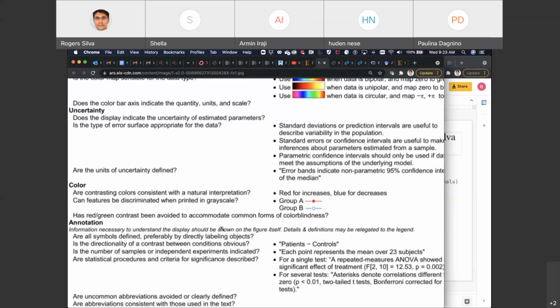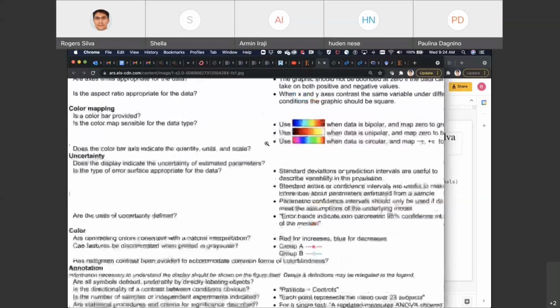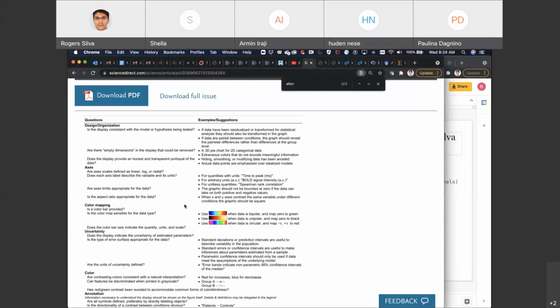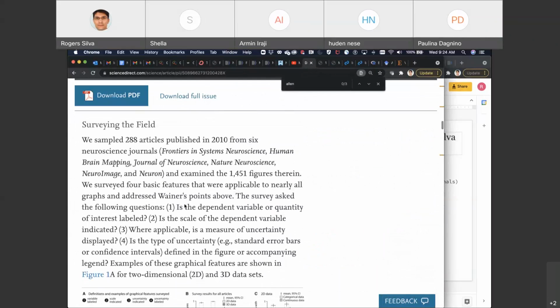There are other recommendations here for annotation and coloring that I'm not going to get to, but this is a very thorough, well thought through set of guidelines for evaluating graphs that I personally find very useful and highly recommended.